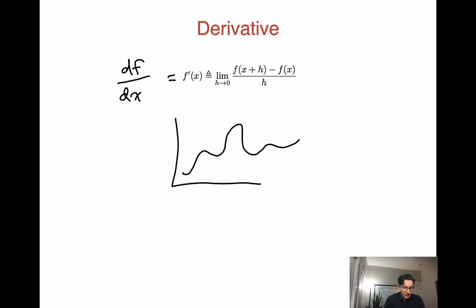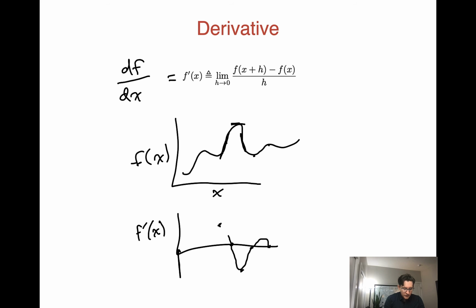So if we have some function like this, f of x on the vertical axis, x on the horizontal axis, f prime of x is the slope of the function. So let's draw f prime of x. I made life hard for myself here. It's going to be a large positive number here. It's going to be 0 here because it's flat. It's going to be a large negative number here. It's going to be 0 here again, 0 here, positive here. So the derivative is going to look something like that.